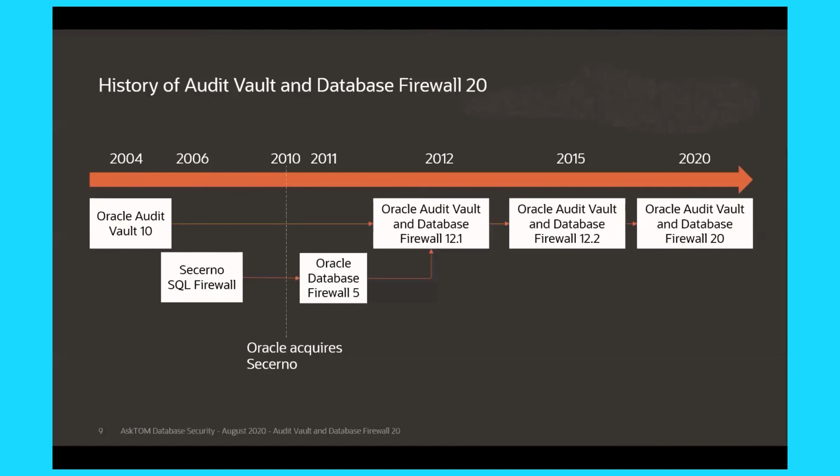And Audit Vault was a fairly successful product for us. We released 10.1 in 2004, and then a couple of years later, 10.2, and then 10.3. And 10.3 was the last release in the Audit Vault 10 product family. About 2 years after we released Audit Vault version 10, a company called Sekerno released a product called the SQL Firewall. And the SQL Firewall had a really innovative approach to monitoring activity within a database.